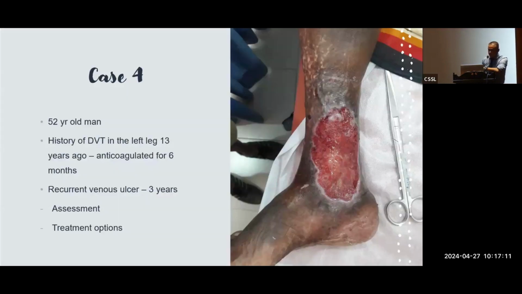Right, so this is the last one. A 52-year-old man with a history of DVT. Actually, that should be right leg, that's my mistake, not left leg. So the history of DVT in the right leg 13 years ago, anticoagulated for 6 months. Now having a recurrent venous ulcer for 3 years. What's the plan, sir?